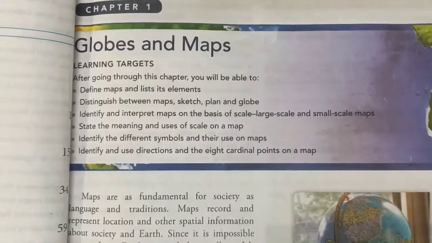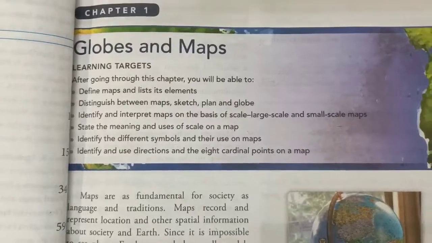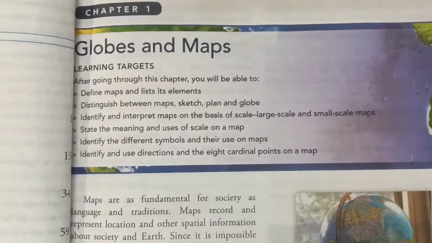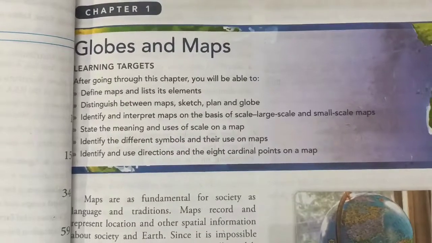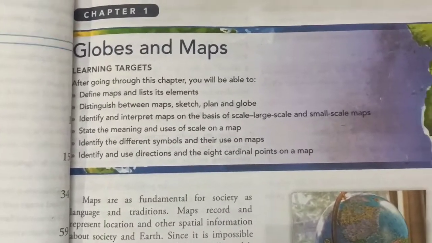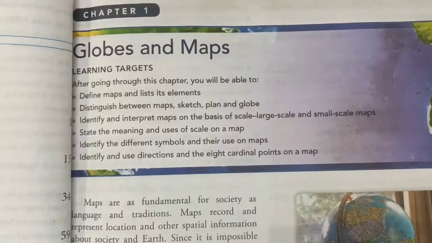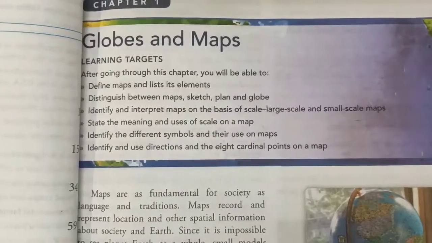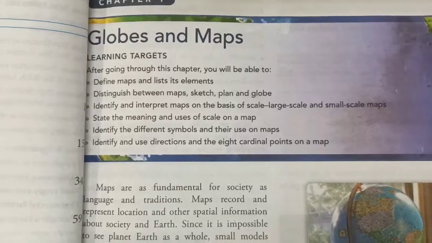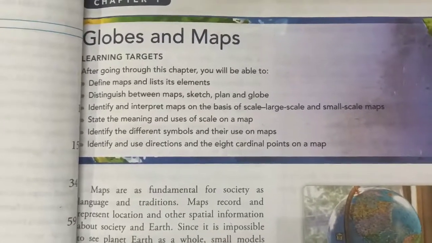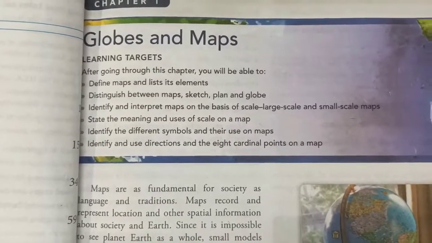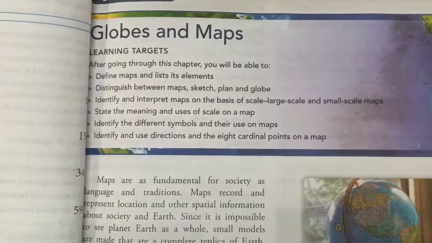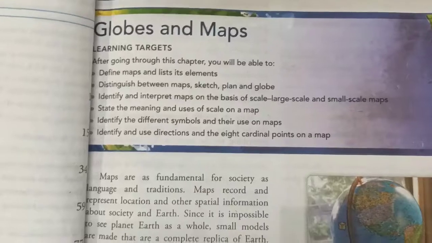Geography, children, is the study of the landforms. As you are studying geography for the first time, geography means to study the physical features of the earth or the landforms. And in studying the landforms or the surface of the earth, globes and maps are very, very important. So in this lesson, we will be learning about the globes and the maps.